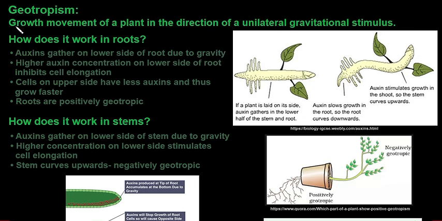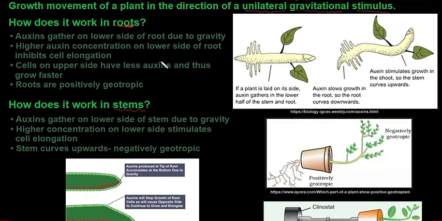Geotropism is a growth movement of a plant in the direction, once again, of a unilateral gravitational stimulus. So in this case, we are working with gravity. Now, how does this work? Auxins will gather on the lower side of a root. Here we are going to look at roots and stems. They work on both. So auxins gather on the lower side of a root due to gravity.